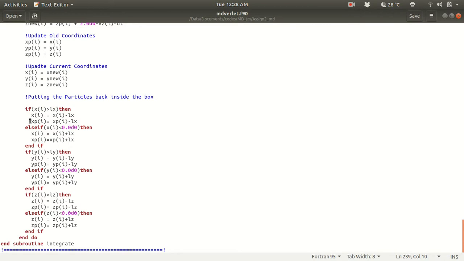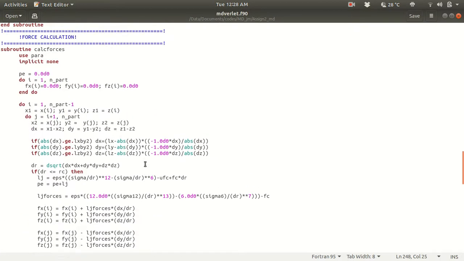Similarly xp, which is the previous position, if it crosses lx, then also xp of i is equal to xp of i minus lx. And if it is less than 0, we will be adding lx, and similarly along the y direction, and similarly along the z direction. So as we can see, we have to apply the PBC both to the current position and the previous position. That is very necessary, and this is the main subroutine integrate.